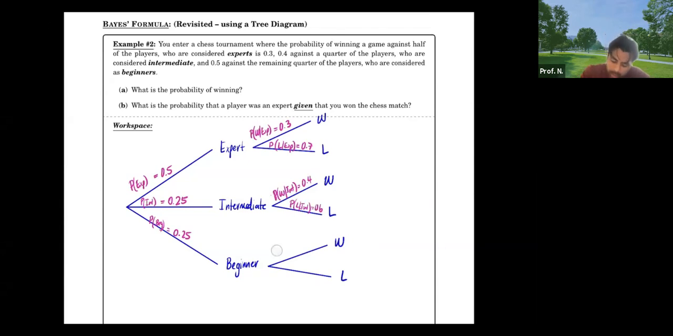What's the probability of me winning given that I played a beginner? Well, I have 0.5, right? And then what's the probability of me losing given that I played a beginner? I got 0.5. Does everyone see that? How we just divvied up the probabilities given the branches, given the certain circumstances of playing an expert, intermediate, or a beginner, and winning or losing.